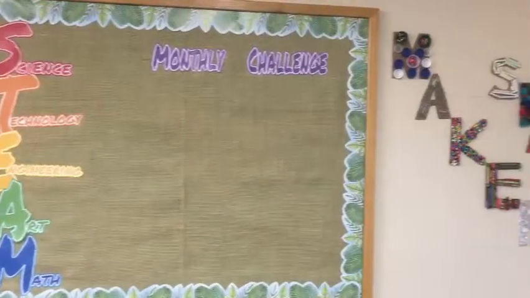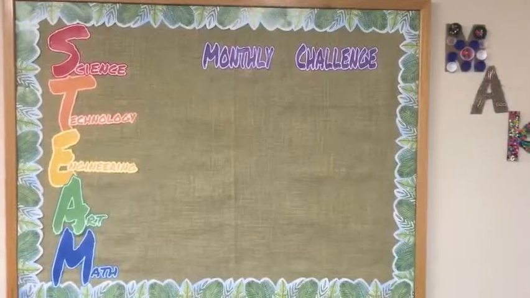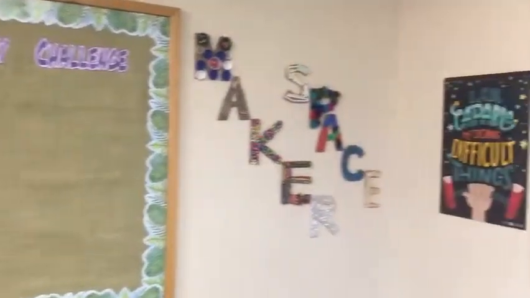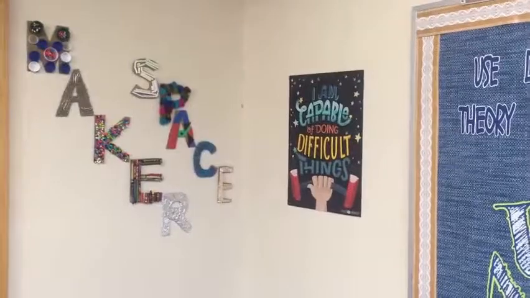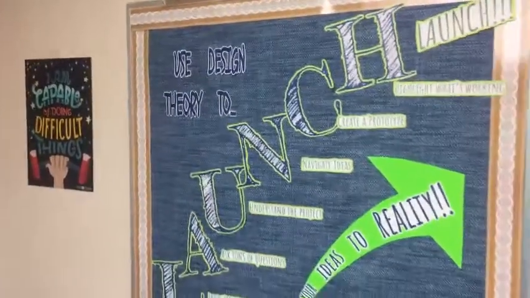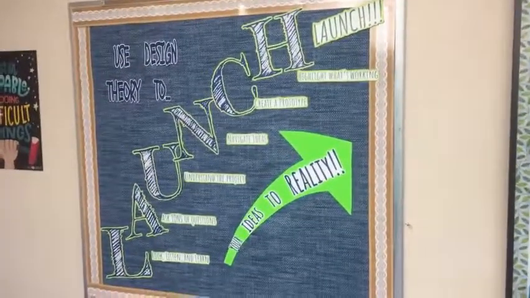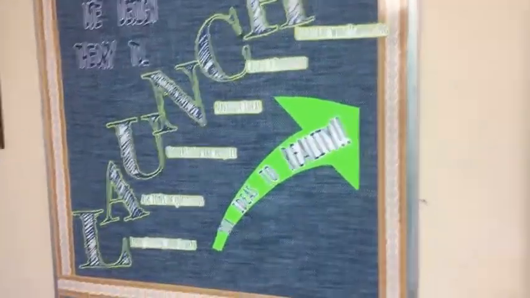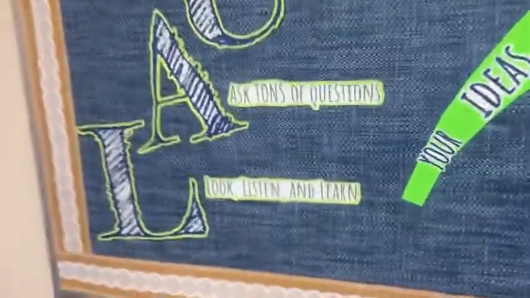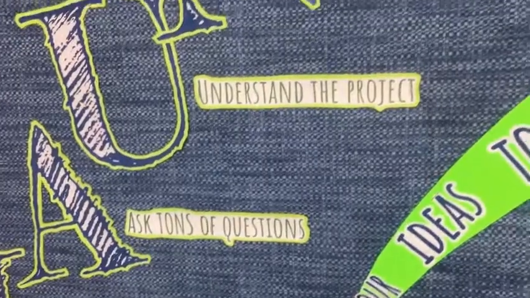I will put a monthly challenge up each month, and the kids can work on that challenge or some other challenges that will be in one of the bins. This is our design theory launch bulletin board. Each of the letters stands for a different part of the process of taking an idea from being an idea to being a product that can be launched to an audience.